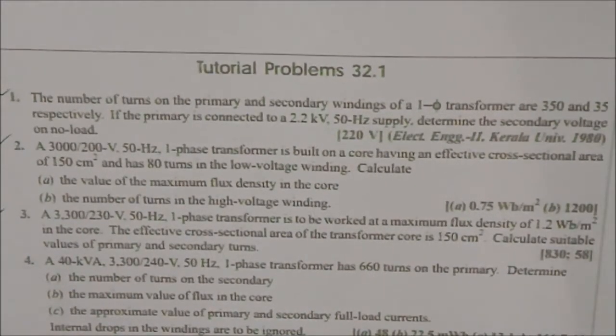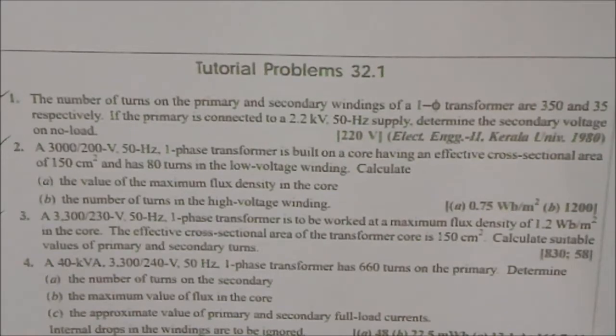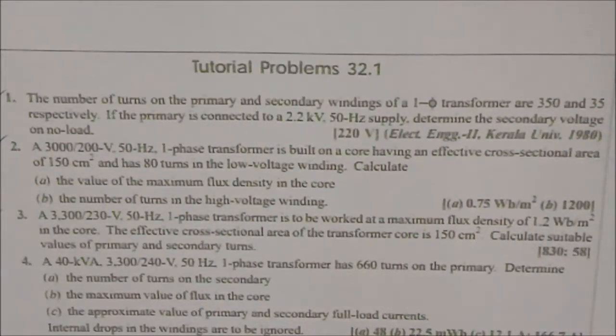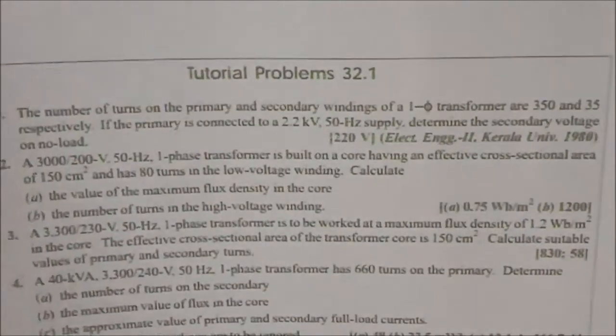So dito po, magsosolve po tayo ng mga tutorial problems para sa ating transformer. So example number 1. We have the number of turns on the primary and secondary windings of a single-phase transformer are 350 and 35 respectively. If the primary is connected to a 2.2 kilovolts 50 Hz supply, determine the secondary voltage on no load.